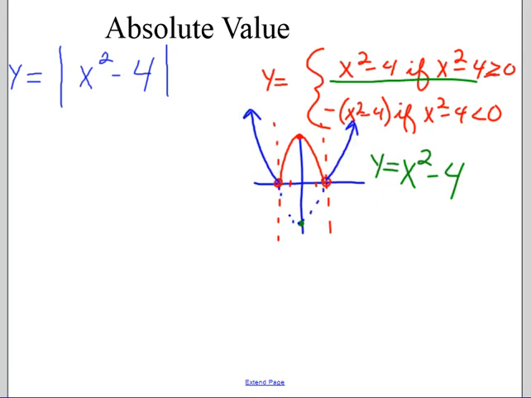Because I only graph this if this is greater than 0. And in between, it's not greater than 0. And so this graph doesn't get graphed between the negative 2 and positive 2.